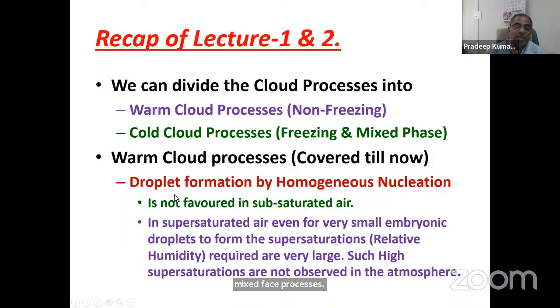So let me recap. Droplet formation by homogeneous nucleation is not favored in subsaturated air. And in supersaturated air, even for very small embryonic droplets to form, the supersaturation or relative humidity required is very, very large, and such high supersaturations are not observed in the atmosphere. I showed you an example that even for a very small embryonic droplet of 0.01 micron to form, the supersaturation required is something like 112% relative humidity, or a supersaturation of 12%, whereas in the atmosphere you don't see more than 1 to 2% supersaturation.